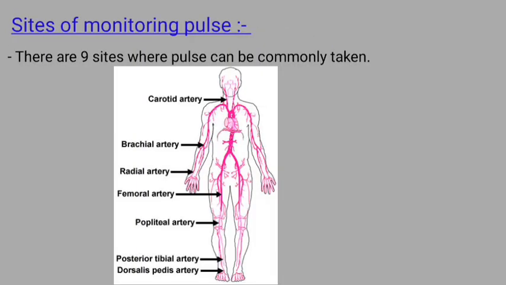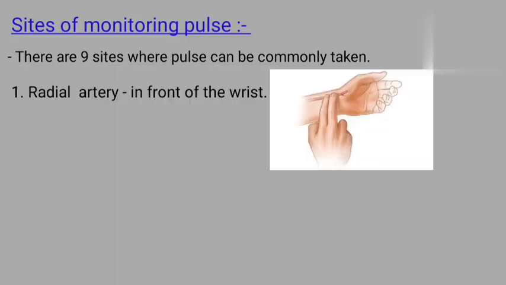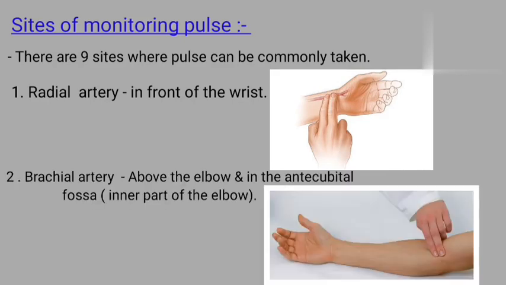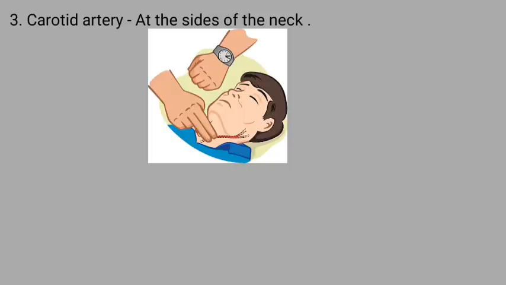Then discuss site of monitoring pulse. There are 9 sites where pulse can be commonly taken. First, radial artery. Radial artery is located in front of the wrist. Then second, brachial artery. Brachial artery is located above the elbow and in the antecubital fossa, means inner part of the elbow. Then third artery, carotid artery.